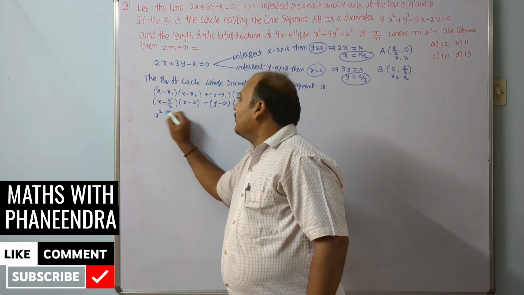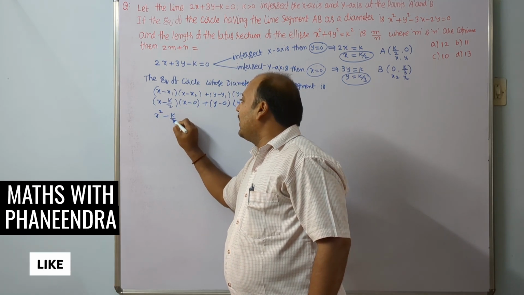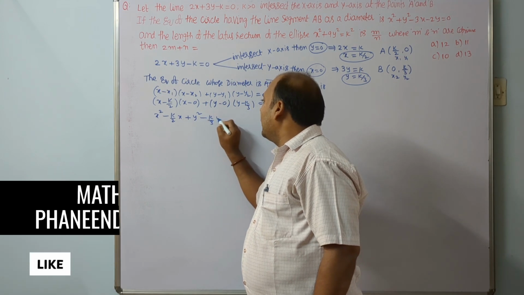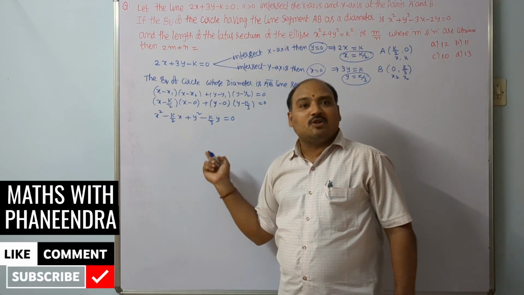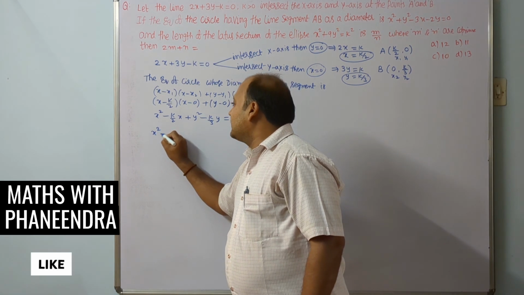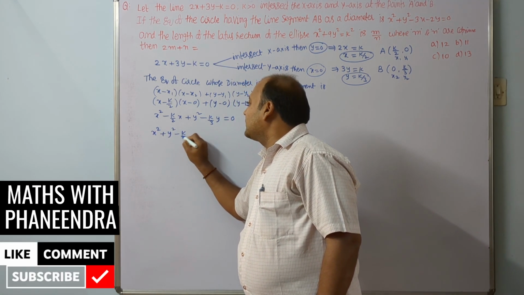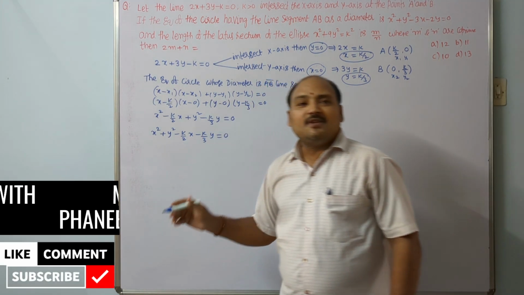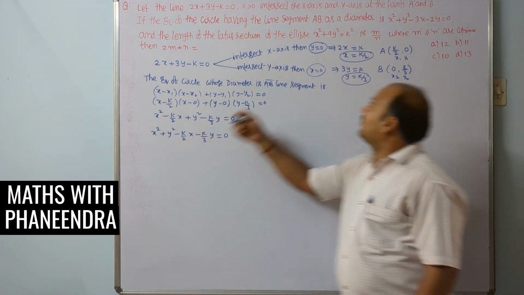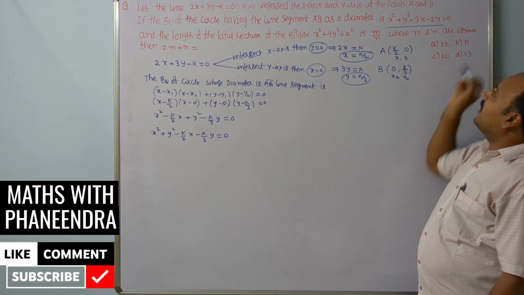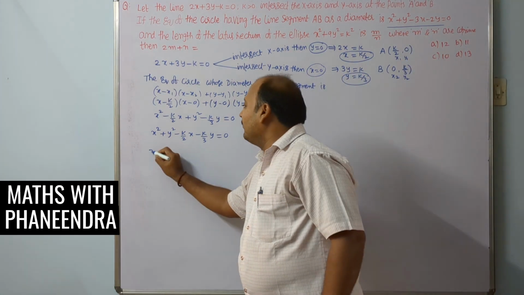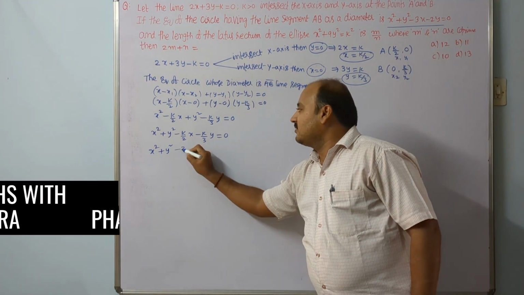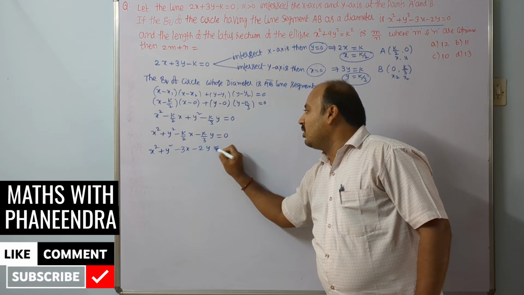Now simplify: x(x - k/2) + y(y - k/3) = 0. This we can also write as x² + y² - (k/2)x - (k/3)y = 0. This is the equation of the circle. You have to compare this equation with the given equation of the circle, x² + y² - 3x - 2y = 0.